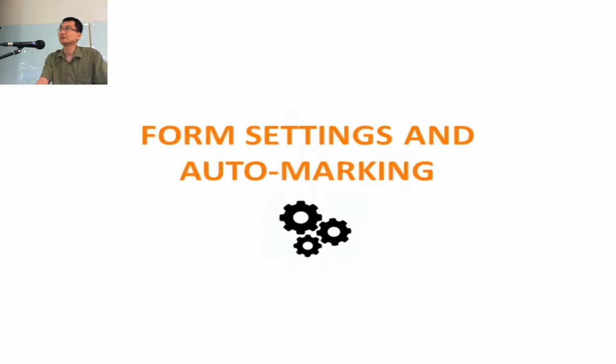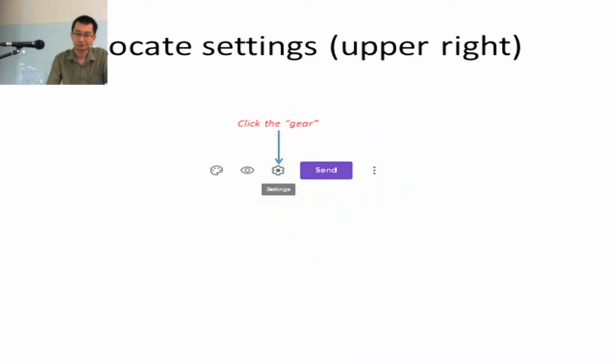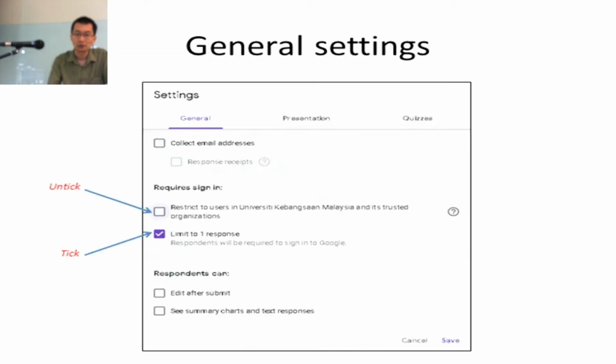Okay, so now we come to the form setting and auto marking. Settings is the gear icon. Okay, first there are three sections. The first section is general settings. Because I used the UKM Gmail to create the form, so that came out this thing about restrict users in UKM. So that one we will untick.